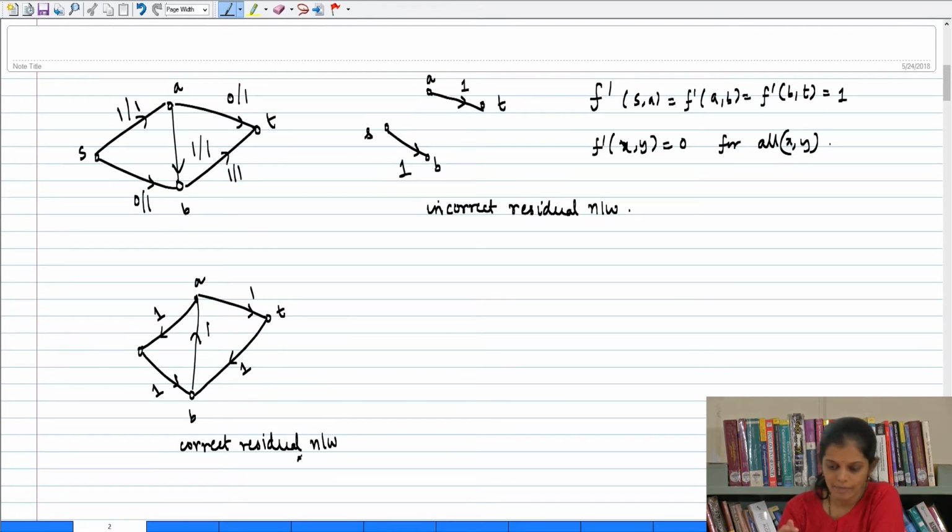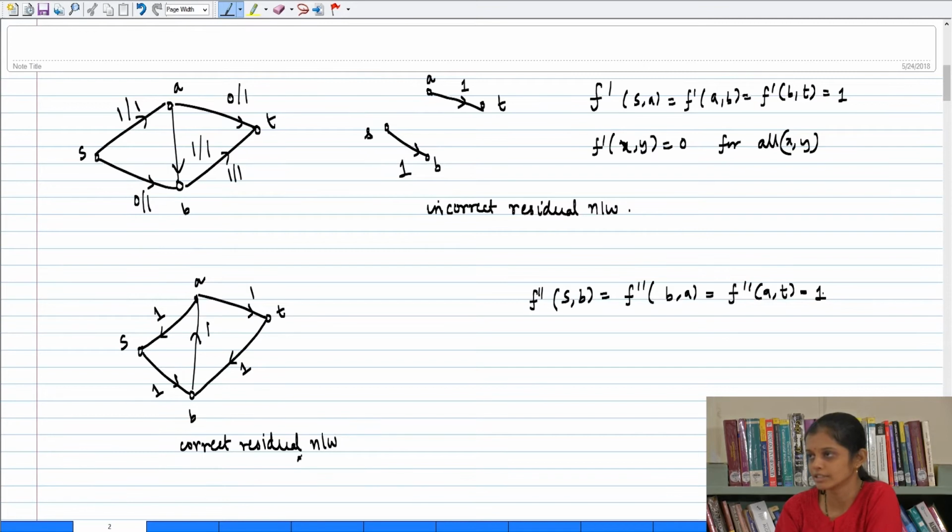Now what is the flow in the residual network, which we had actually called F prime, but I will call F double prime now? On what edges does it send flow? S to B, B to A, not A to B, and A to T. F double prime of BA is 1, F double prime of AT is equal to 1, and F double prime of all other edges is 0.